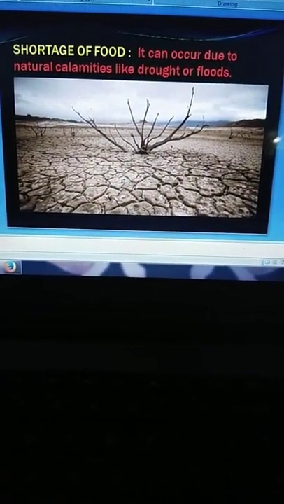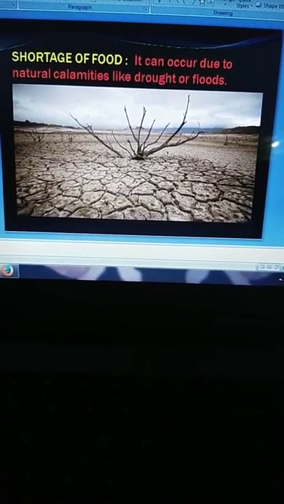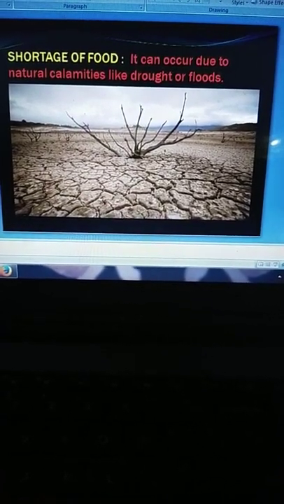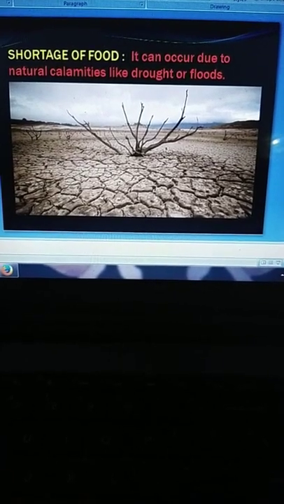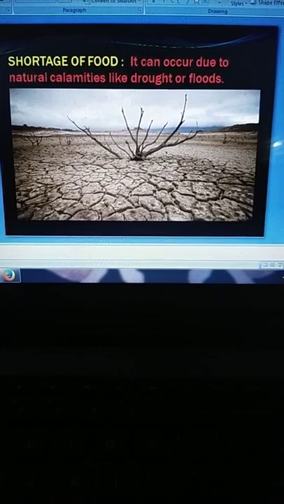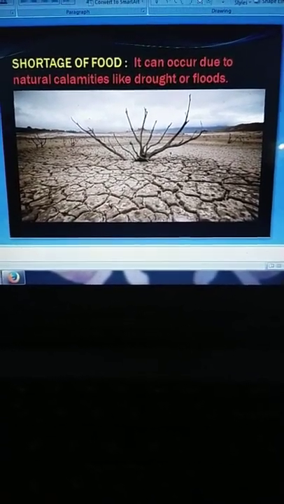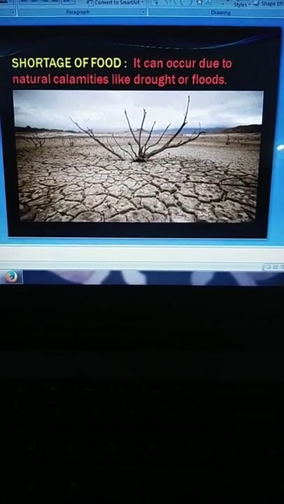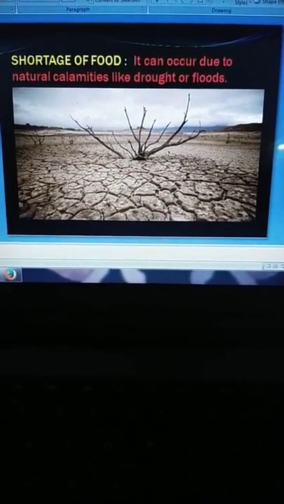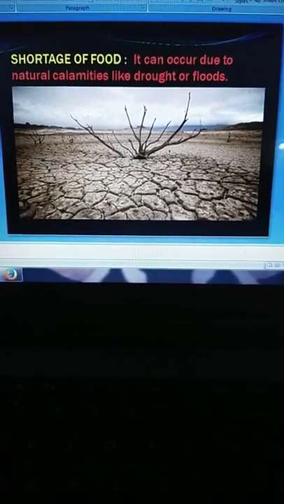Shortage of food can occur due to natural calamities like drought or flood. You can see in the picture, this is a picture of a drought situation where there is no rainfall. Drought is a situation when there is no rainfall or very little rainfall, which is not sufficient for the growth of plants.